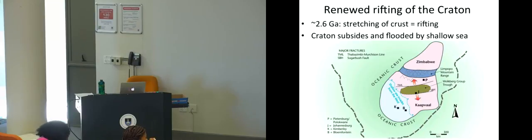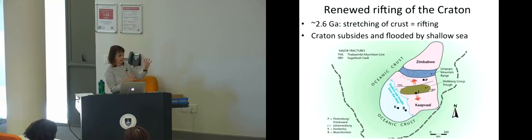And at about 2.6 billion, the whole craton floods, and we have another shallow sea and the deposition of the Transvaal supergroup. And the Transvaal supergroup we're going to look at in more detail next week, but this is just basically the setting of it.